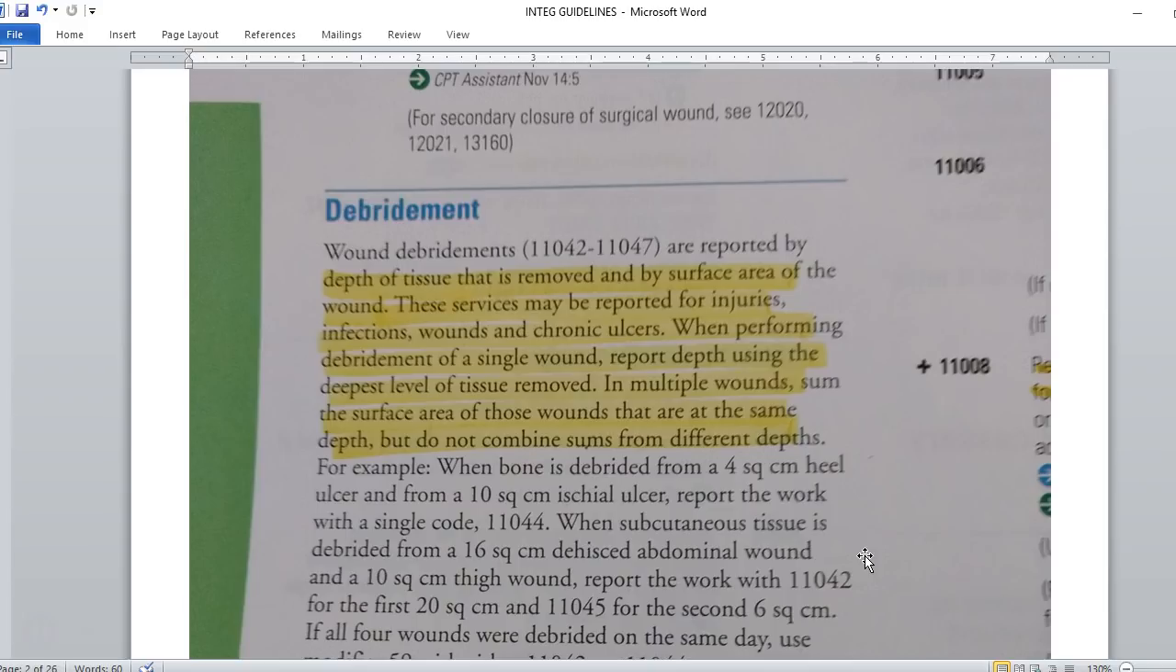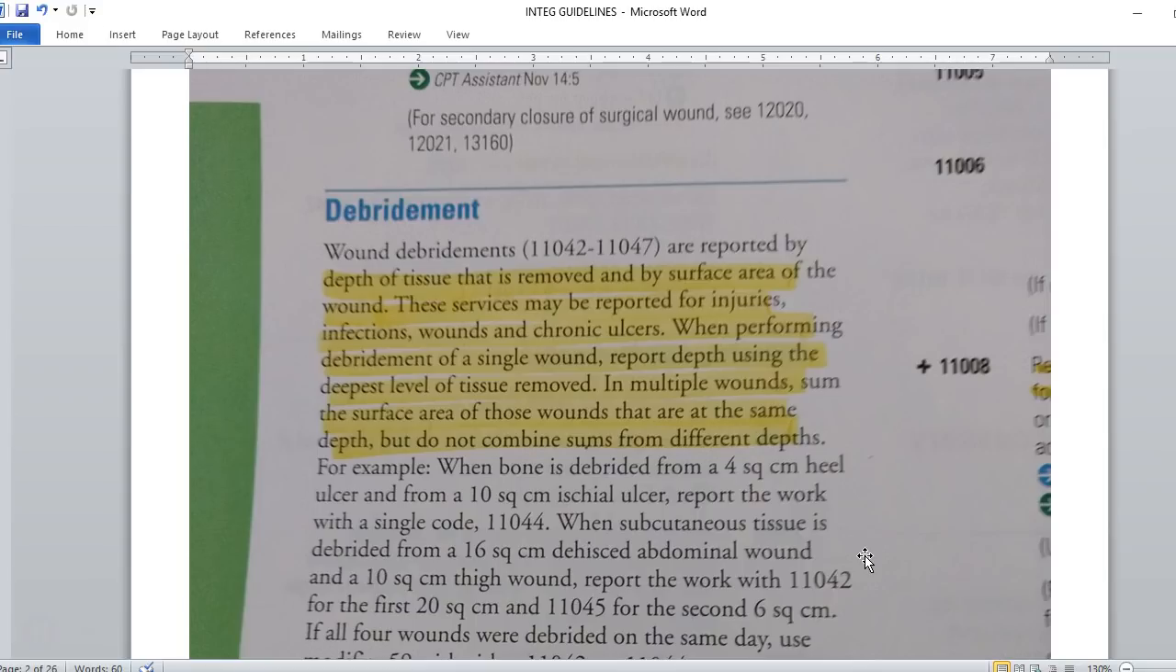This is up to the doctor to tell us, so keep that in mind. They could tell us, I did 10 square centimeters. Or they could say the area was 2 centimeters by 5 centimeters, and we would have to multiply them to get 10 square centimeters. Now, these services are reported for injuries, infections, wounds, and chronic ulcers. When performing debridement of a single wound, report depth using the deepest level of tissue removed. We need to know how far into the body are we going. Because debridement always starts in the outer layer, the epidermis, we need to know, is it epidermis, dermis, subcutaneous tissue? But because of the nature of debridement codes, we're also going to see things for fascia, muscle, and bone.